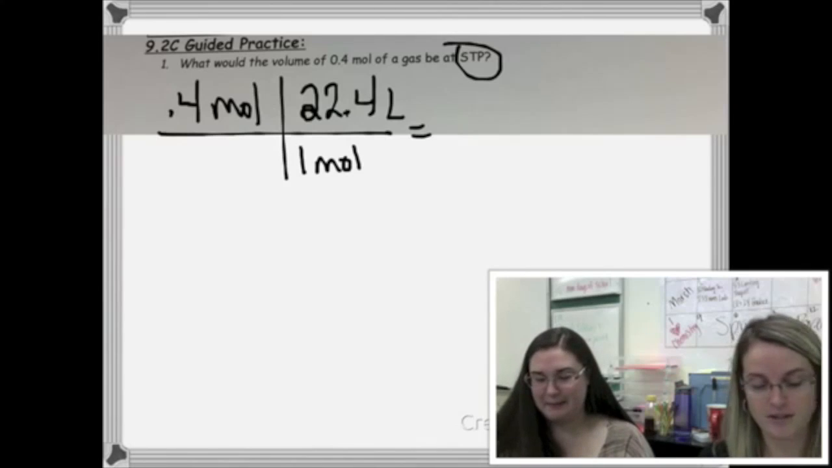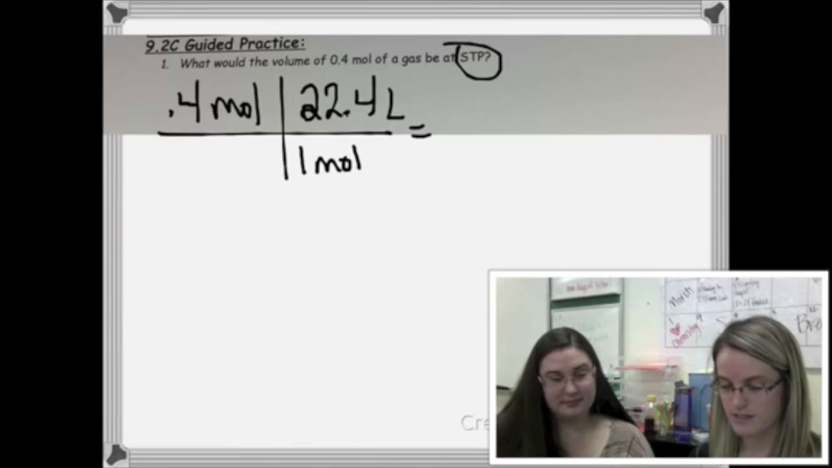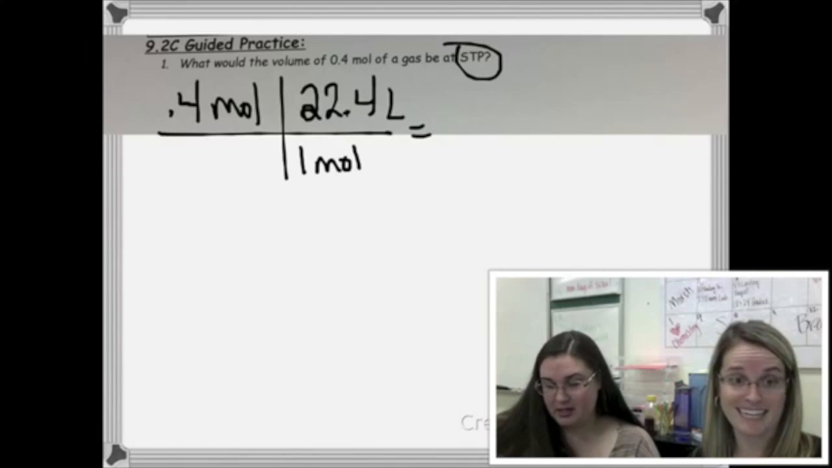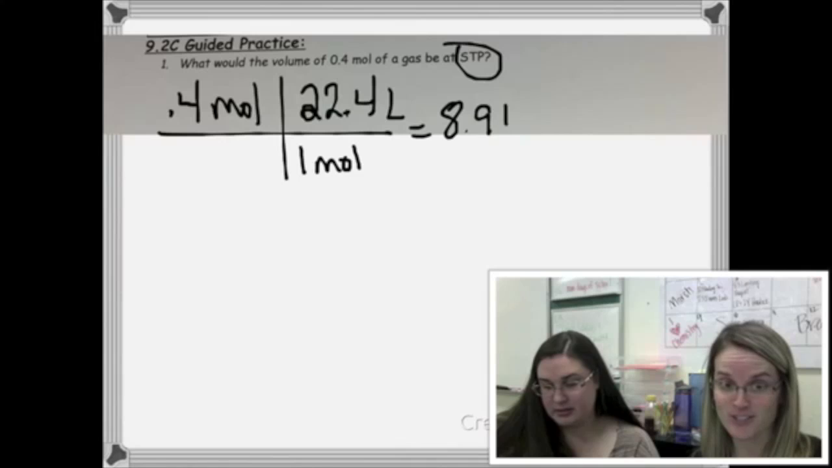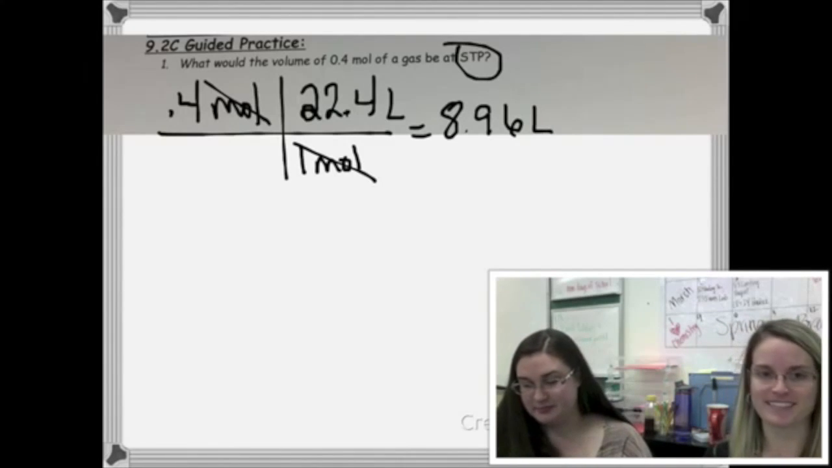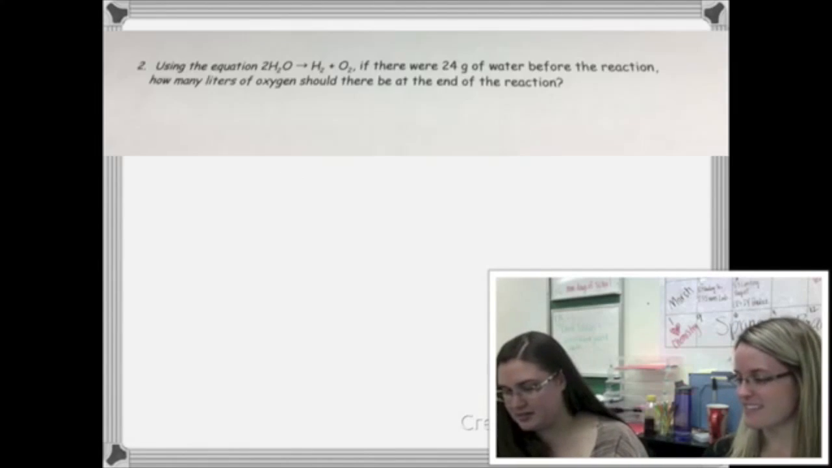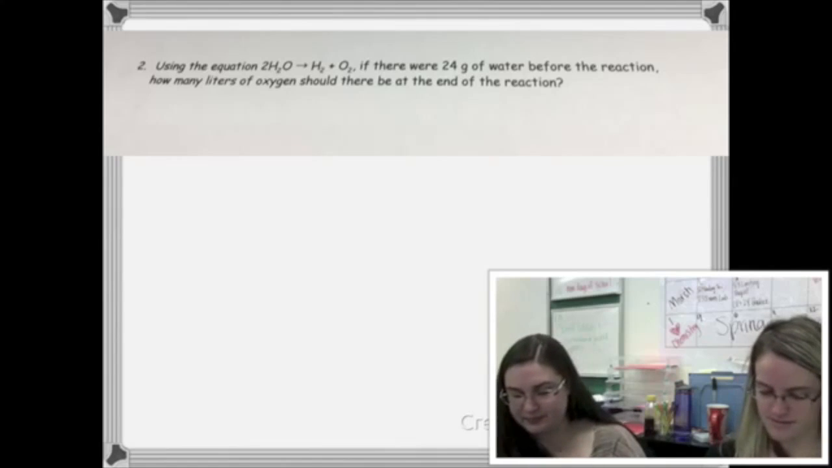All right, so now we've got to do 0.4 times 22.4, and our answer is 8.96 liters, because moles cancel out. Liters, yep. Man, just when you thought you hated stoichiometry, I kind of like it. Making everything easier.